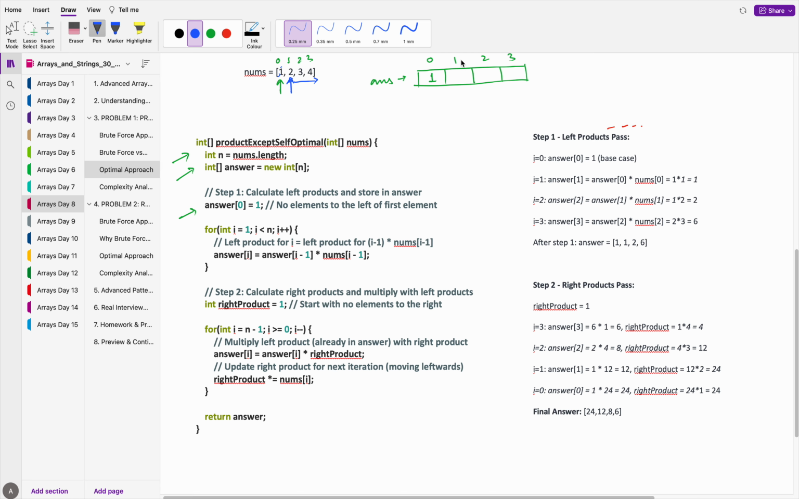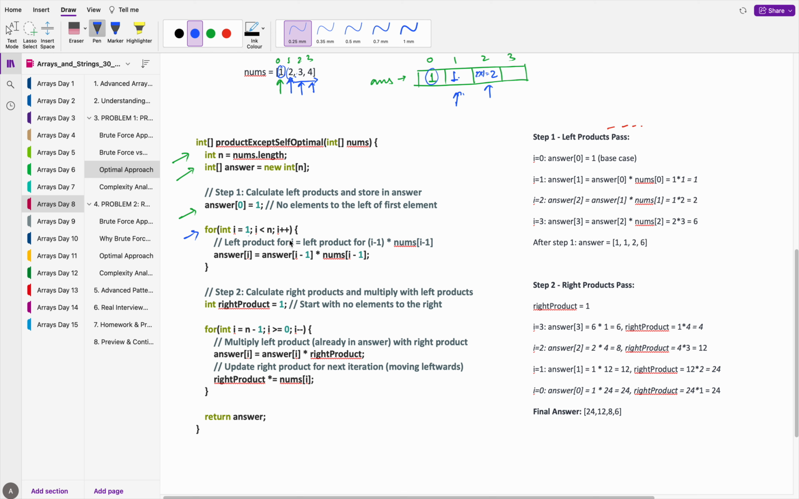For this 2 at index 1, what is the left product? Left product means the multiplication of the previous item and its left product. So 1 multiplied by 1, 1 only. Now if I come here, index 2, for this 3, what is the left product? The previous item and the left product of this item, which was 1. So 2 multiplied by 1 equals 2. As you can see here as well.